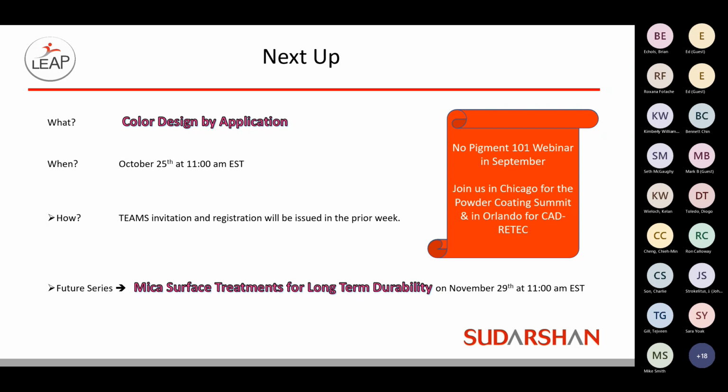We'll pick up the series again in October, where we're going to take a look a little bit at color design by applications. And so that'll be held on October 25th. So take a look for that invitation at that time. And then we'll round out the year in November, taking a look at mica surface treatments for long-term durability. And that'll be in November.